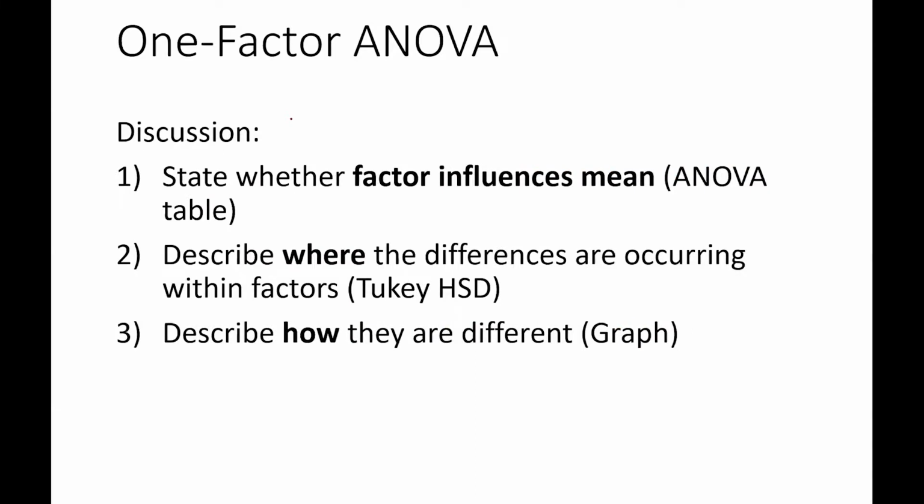For the discussion, the things I might ask you are whether the factor influences the mean. So going back to your p-value, which was significant, describing where the differences are occurring between the factors from the Tukey test, and describing how they're different using the graph. Is one group's mean bigger than another group's mean? Are group A and group B about the same, but they're both smaller than group C? Stuff like that.